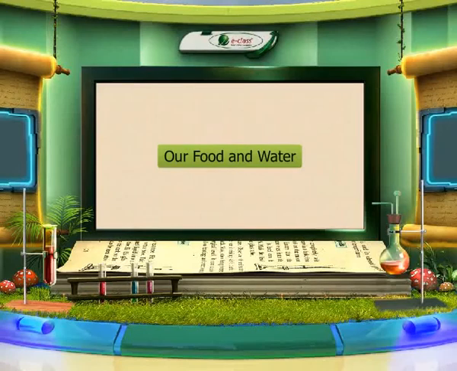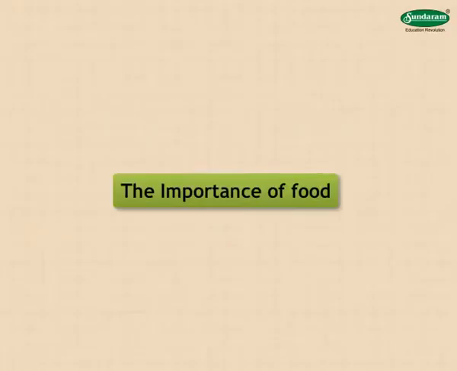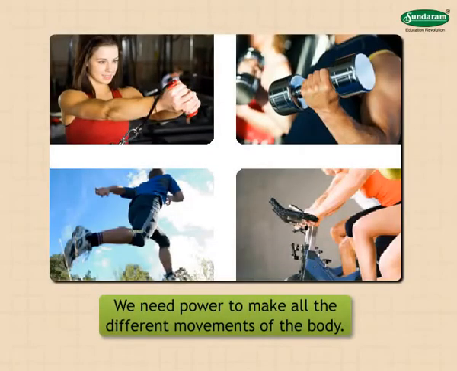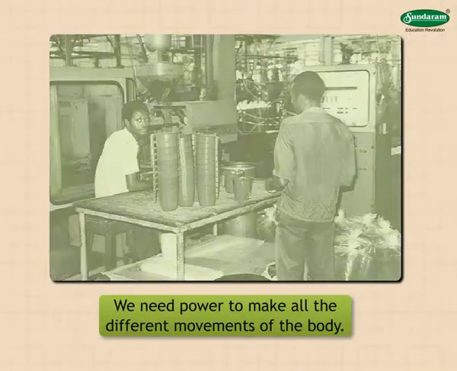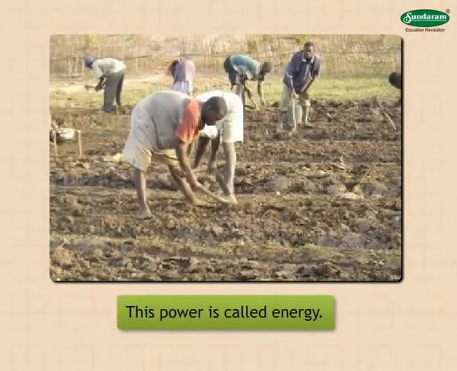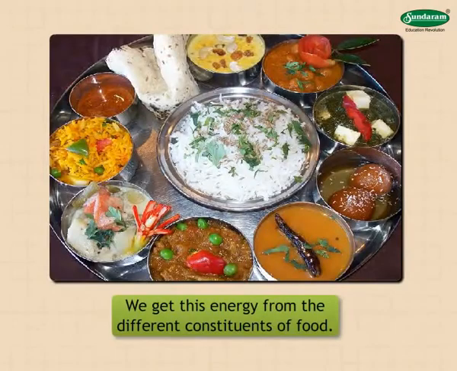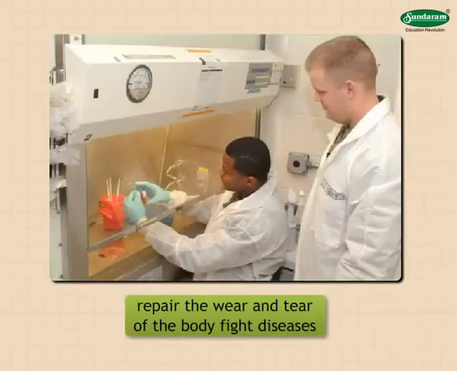Our food and water. The importance of food. We need power to make all the different movements of the body. This power is called energy. We get this energy from the different constituents of food. It helps to repair the wear and tear of the body. It helps the body to fight diseases. All the work of the body goes on smoothly.